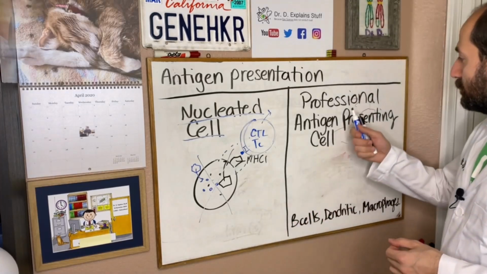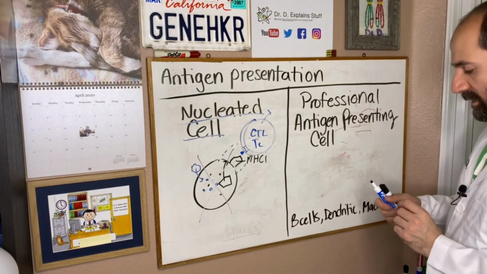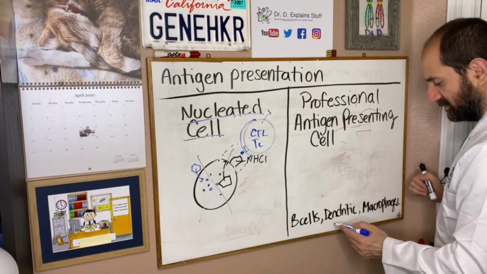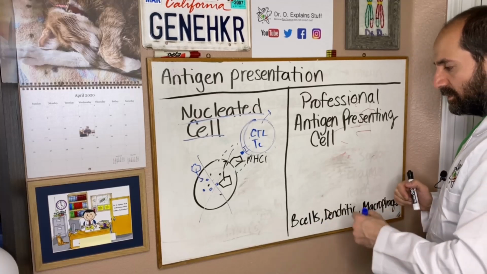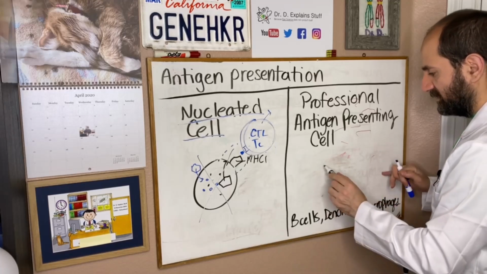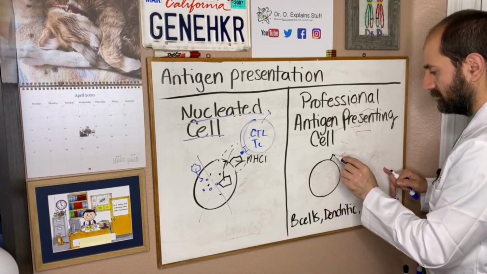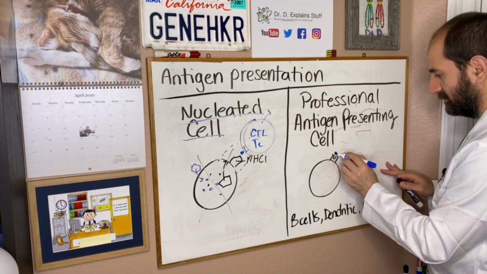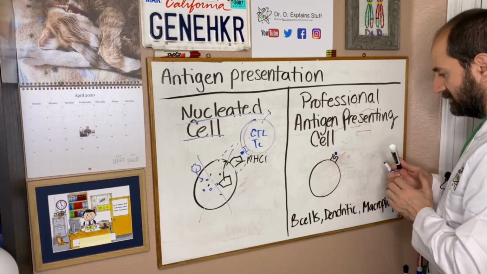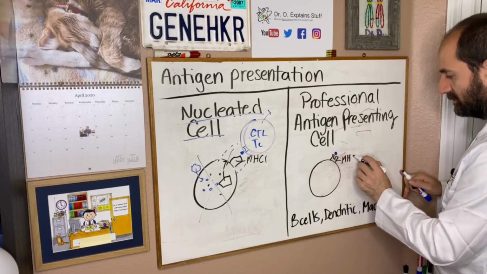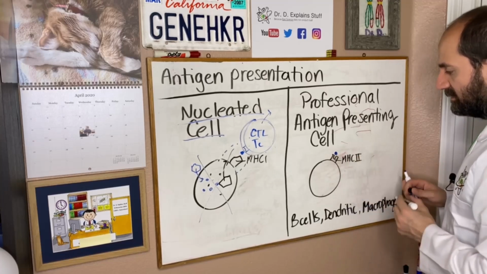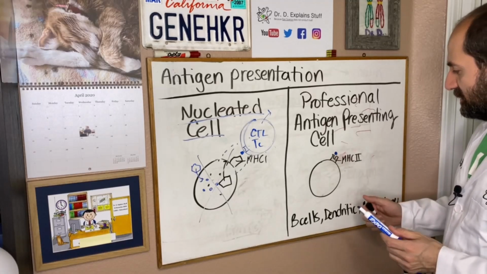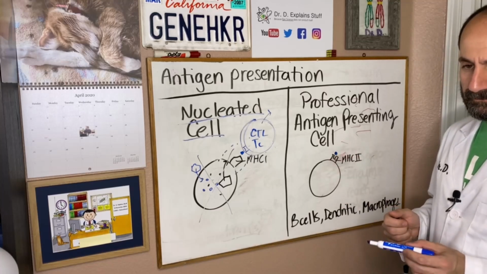So now let's talk about professional antigen presenting cells. Professional antigen presenting cells include the B cells, the dendritic cells, and the macrophages. What they present on their surface is MHC II. There you go. This is MHC II. And the blue dot I drew is a foreign molecule, all right? So MHC II presents foreign molecules.